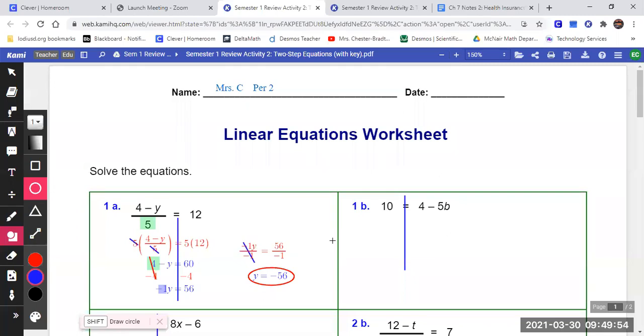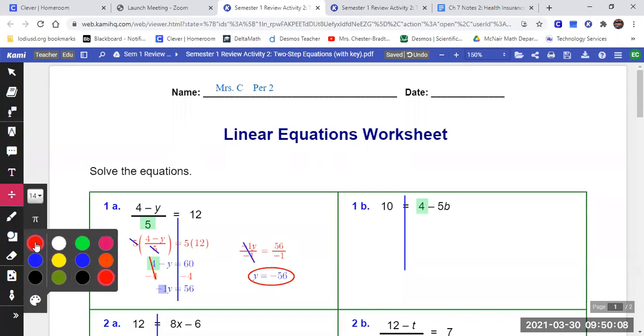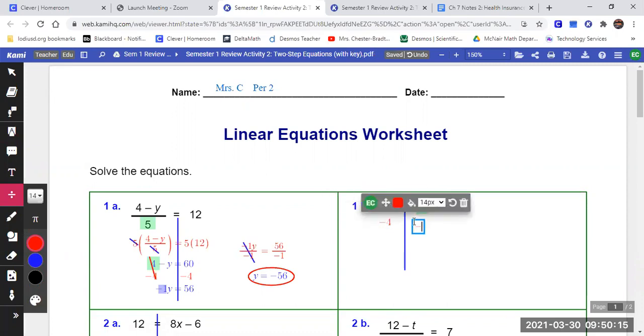We have to big 0 this 4 out of here. How are we going to big 0 the 4 out of there? Yep, subtract 4 from both sides. So subtract 4 from the 10 side. Subtract 4 from the 4. Because the goal is to make a big 0, and 4 minus 4 makes 0, right?